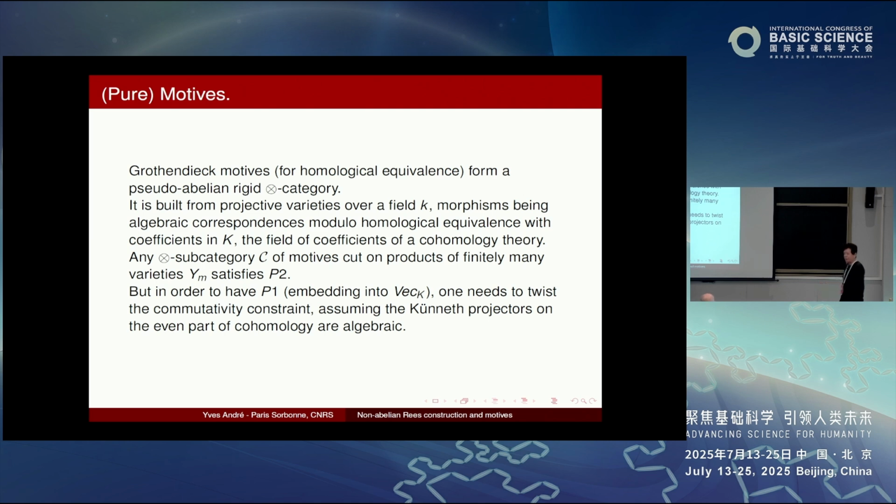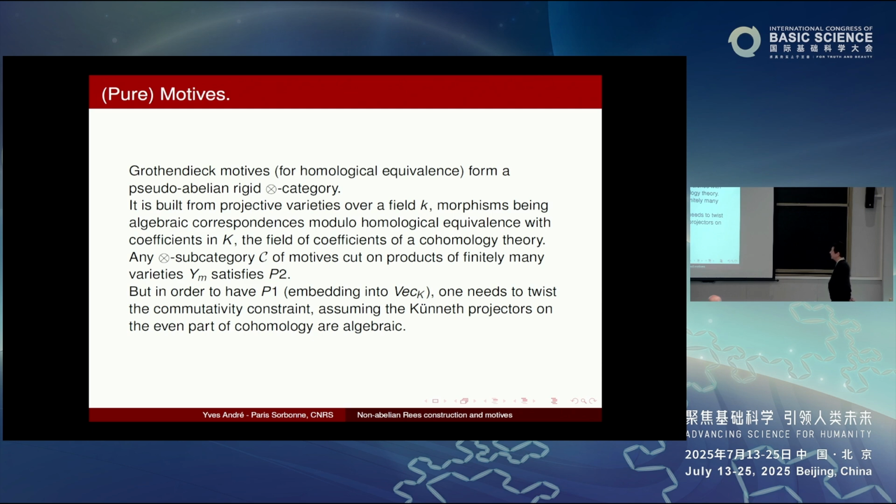So let me turn to motives and apply all this discussion to pure motives. Grothendieck motives for homological equivalence, in this talk, form a pseudo-abelian rigid tensor category, which is built from projective varieties over a field small k. The morphisms are constructed by algebraic correspondences modulo homological equivalence, and I take them with coefficients in our field K, the field of coefficients of a cohomology theory, which I will assume here to be algebraically closed, of characteristic 0.